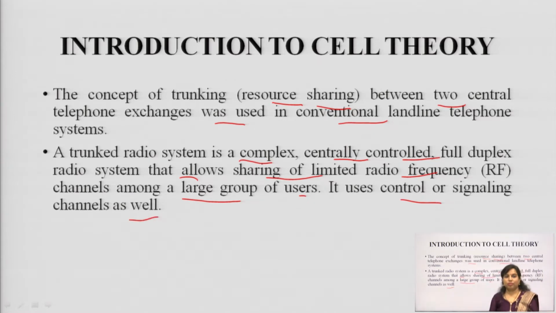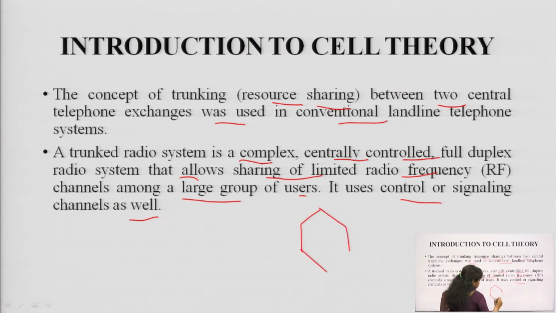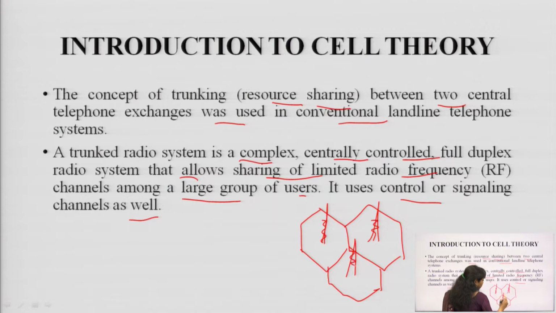So, basically in case of cell theory, every area, let us say this area, is divided into cells. This is the shape of the cell, which has a centrally located BTS. That is nothing but an omnidirectional antenna. If it is used at the center, then it will be an omnidirectional antenna. If it is used at the edges, then it will be a directive or directional antenna, which will radiate only in one direction. That is the use of the directional antenna. So, that is the introduction to cell theory.